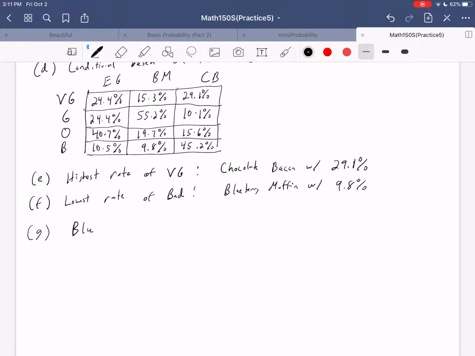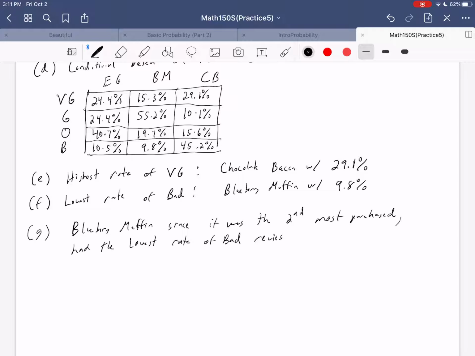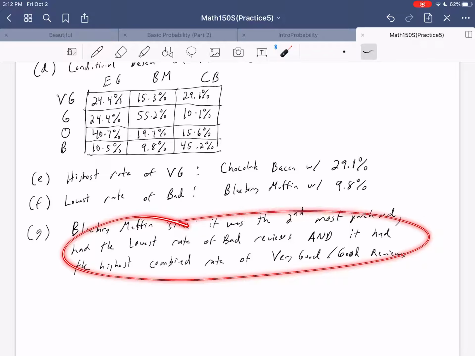So we could go with Blueberry Muffin, since it was the second most purchased, had the lowest rate of bad reviews, and it had the highest combined rate of very good/good reviews. So all of that would be a strong argument for Blueberry Muffin.